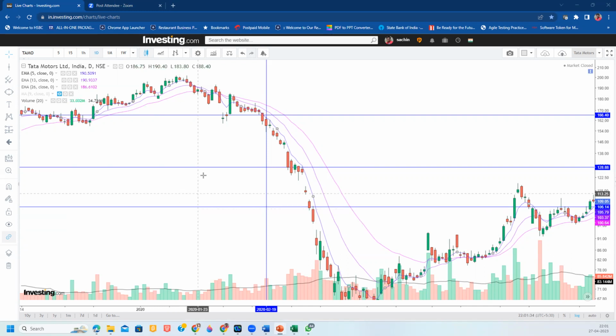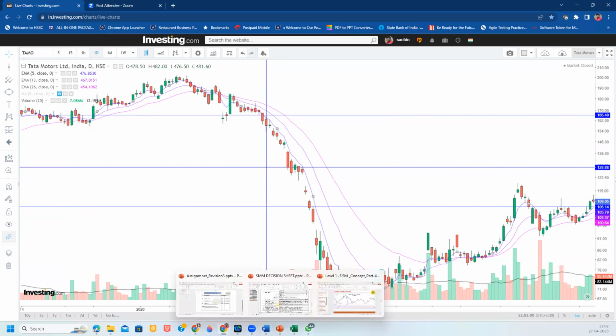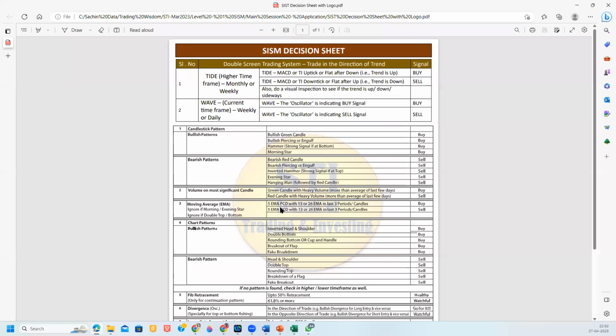Okay, great. So what I did in the last 30 seconds is I added the EMA from the indicators menu bar, and I changed those indicators to 5, 13 and 26. We learned that as part of level 1, we are using this EMA, and typical values are 5, 13 and 26. And as per the decision sheet, we need to check either of two possibilities: whether a positive crossover is happening or a negative crossover.